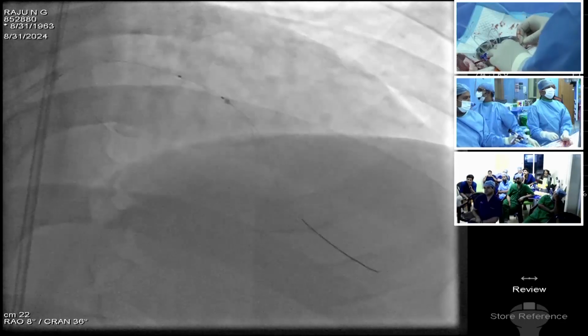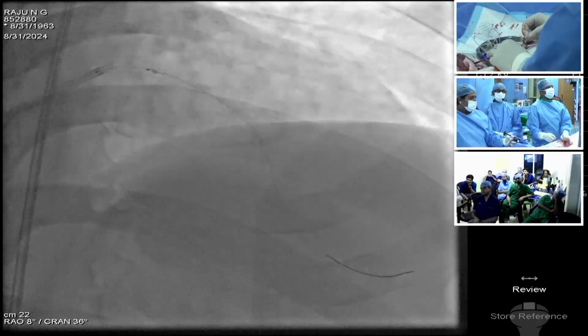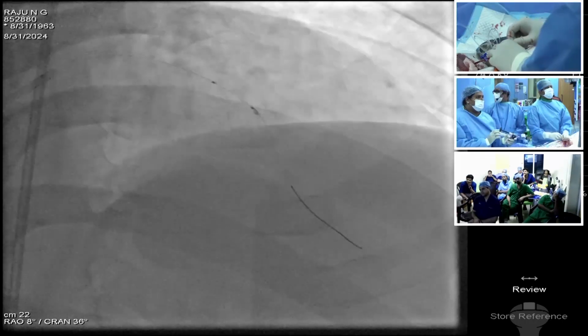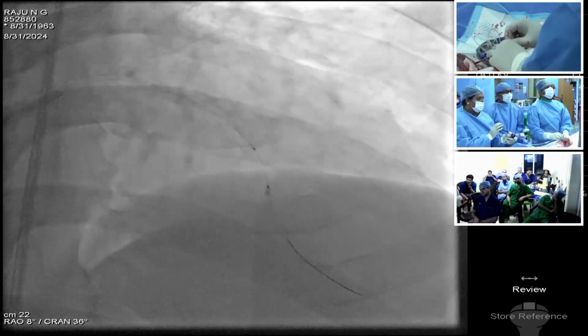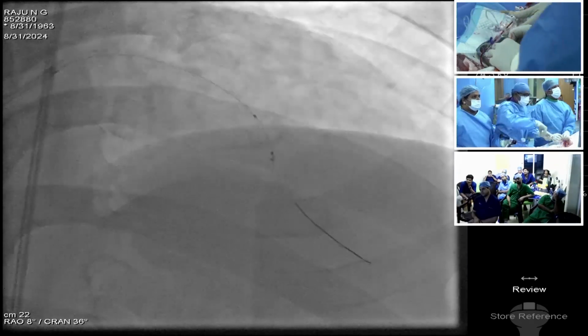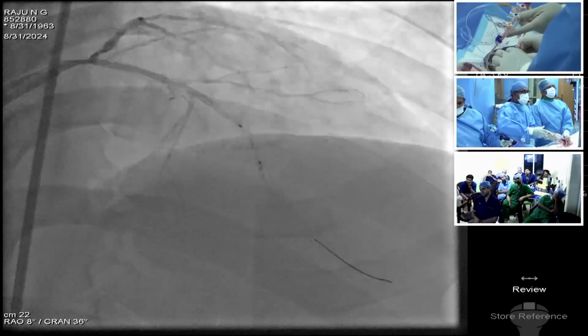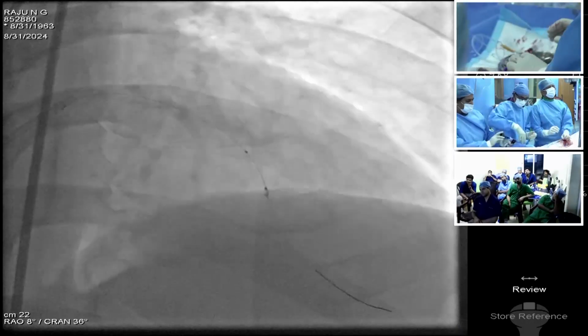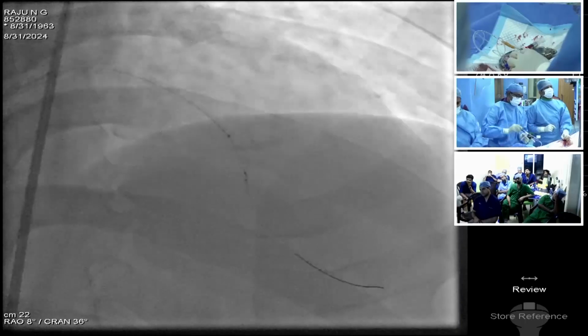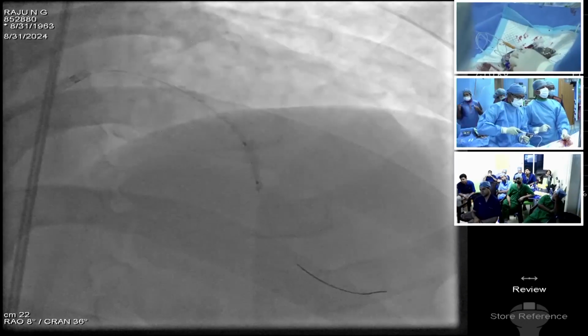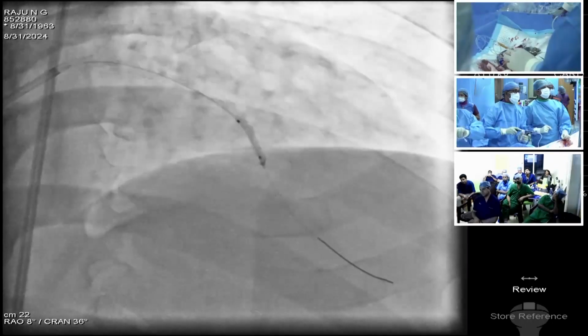Because of these multiple comorbidities, we were wondering whether we should go for the bifurcation or just settle down with this distance. Okay. Little proximal. Yes, we'll go there. So we are going at 12. Be ready with the stent. 12, 14, 16, 18, 20.